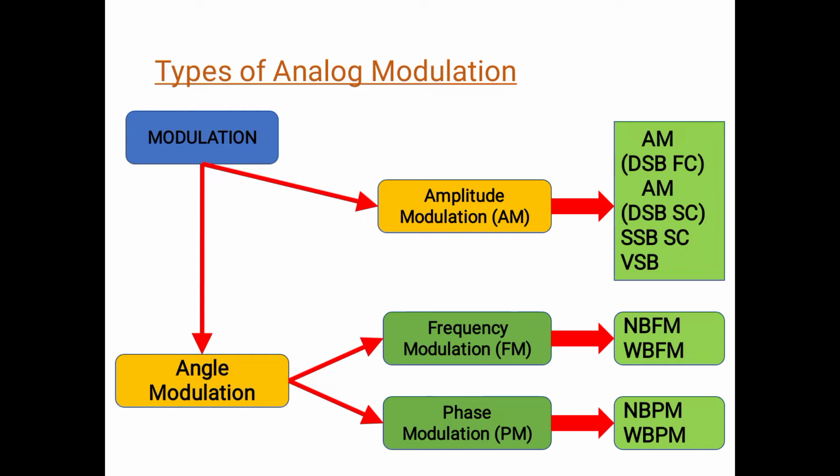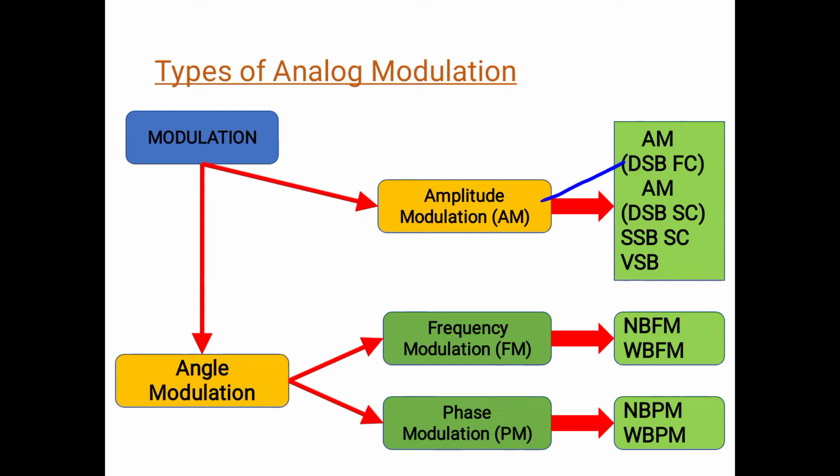Now, in analog modulation, modulation is mainly classified into two types. First one is amplitude modulation and second one is angle modulation. And coming to amplitude modulation, this amplitude modulation is again classified into four types.